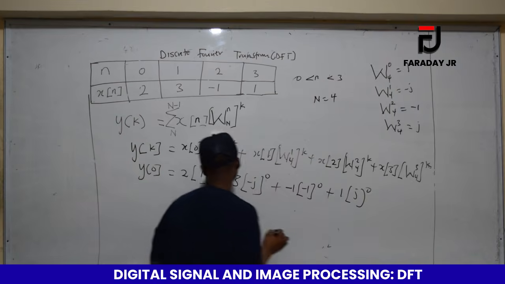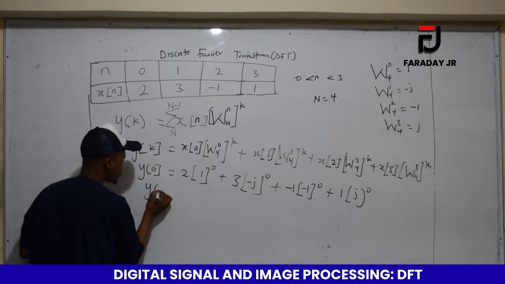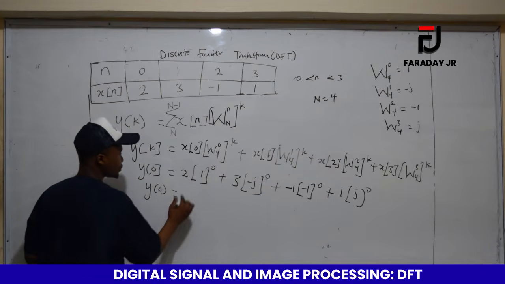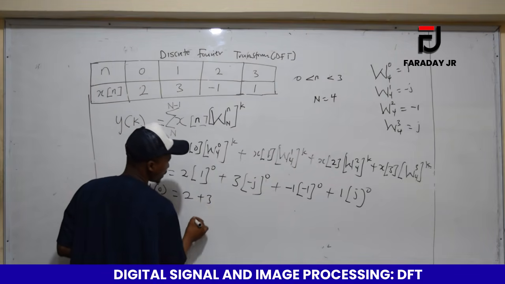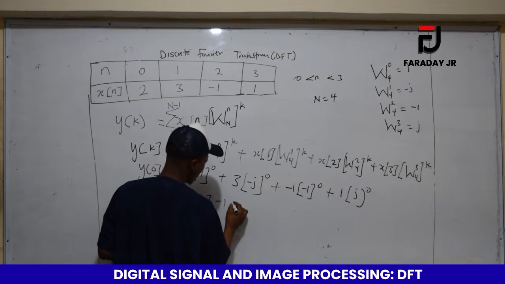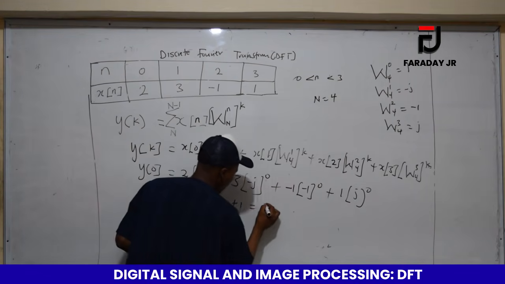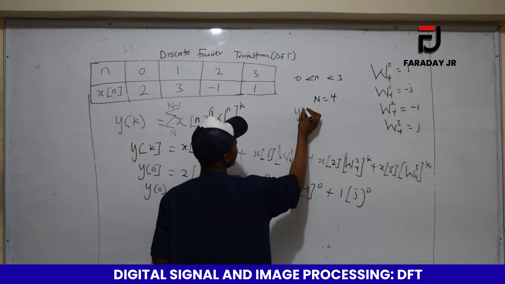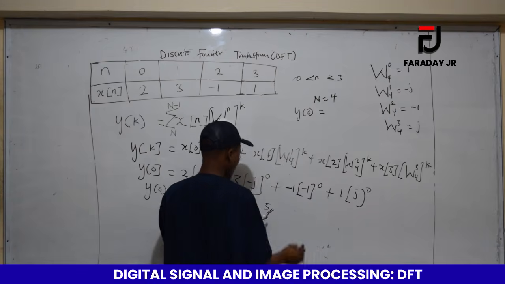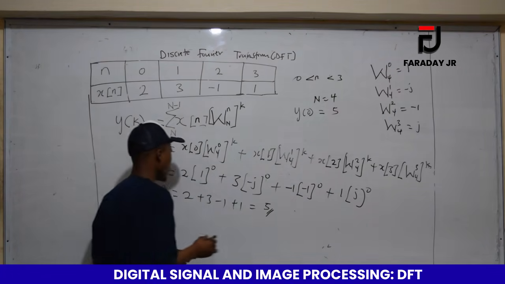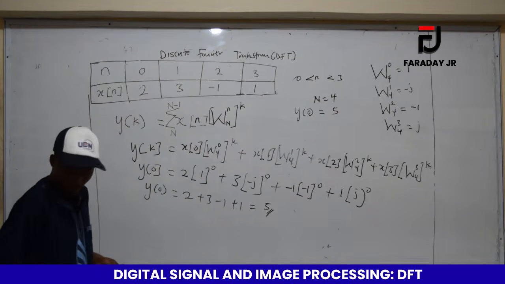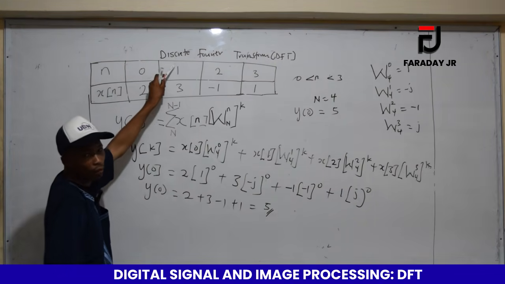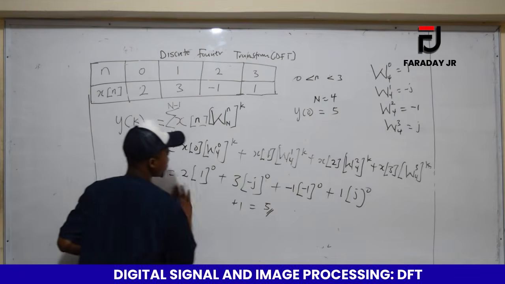So it means that y of 0 will give us a certain value. Any number to the exponent 0 will give us 1. So we have 2 plus 3 minus 1 plus 1. This will give us a total value of 5. So it means that y of 0 has given us a value of 5. Okay. So what we do next is calculate the value of y of 1. We are done with 0. We move on to y of 1, and we get to the end.